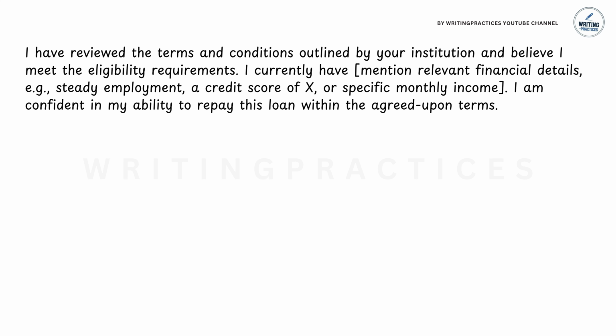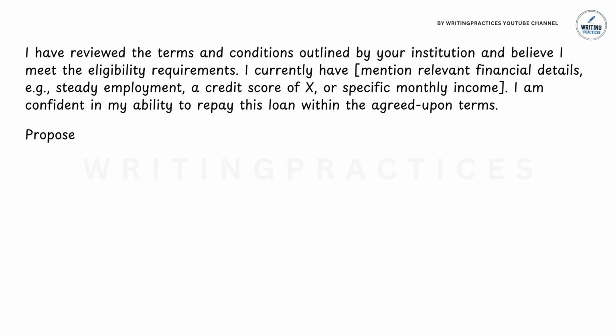Breaking this down, employment and income. Mention your steady job and income, as lenders prioritize stability. Credit score. A solid credit score, such as 720, reassures lenders about your reliability. Repayment capability. Showing confidence in your ability to repay builds trust. These details directly address what lenders evaluate when assessing loan applications.